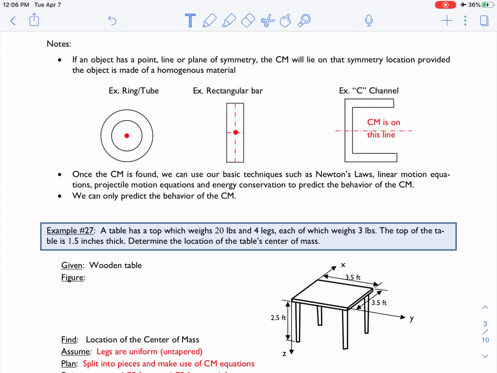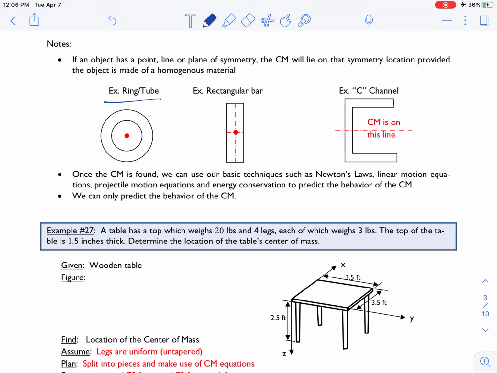So a couple notes here. If an object has a point, line, or plane of symmetry, the center of mass will lie on that symmetry location, provided the object is made of homogeneous material. So if you have a ring or tube, you can see that the center of mass is going to be at the center where there is no material, but that's perfectly fine.